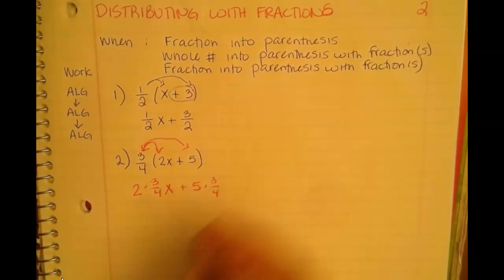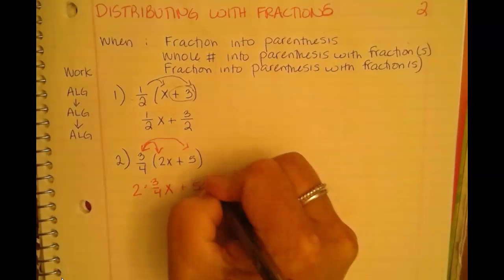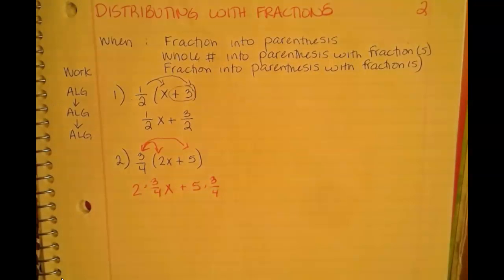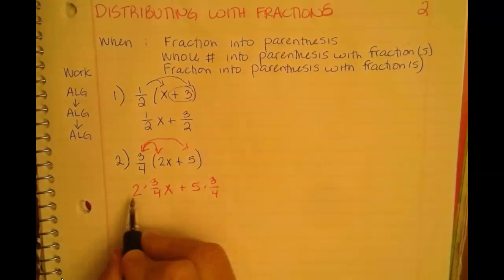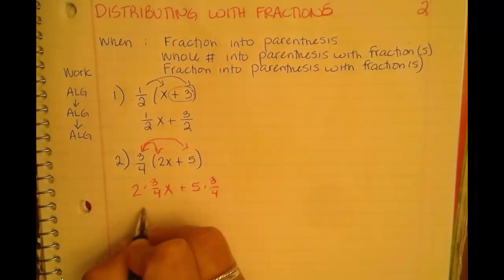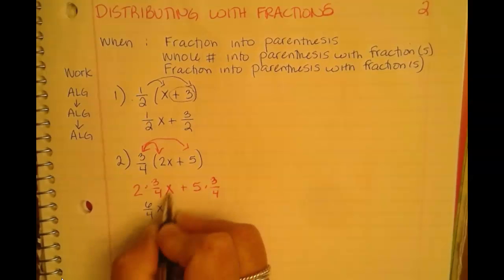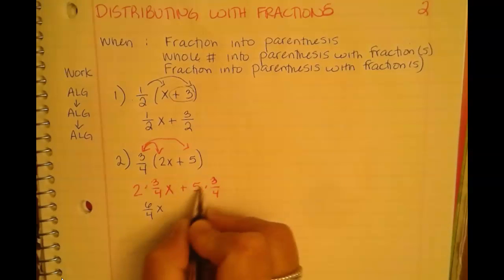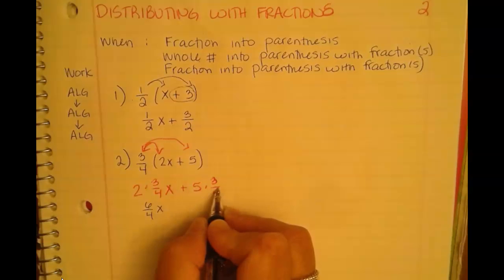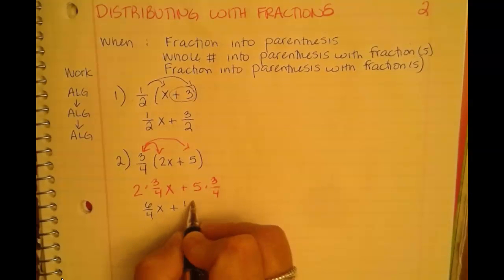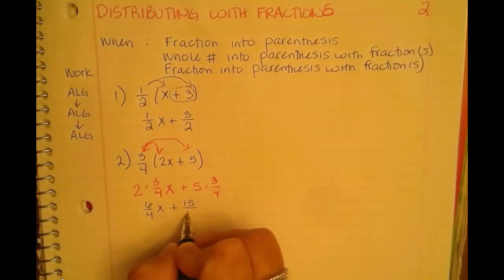So that's just an expansion, which I'm writing in a different color because you don't necessarily have to write that, but that's what's happening, right? The whole number times the numerator, 2 times 3, gives us 6/4 because the denominator stays the same and x is connected there. This one is positive 5 times positive 3/4, so that's still going to be a plus. 5 times 3 is 15 for the numerator, and the denominator stays the same.